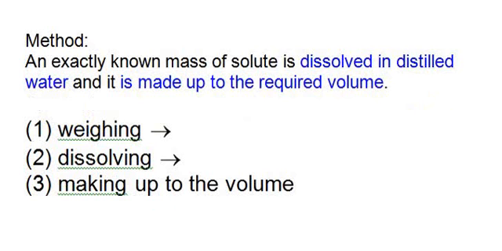So the method to prepare a standard solution involves 3 stages. The first one is weighing to obtain the mass of solute required. The second step is dissolving the solute to form a solution. And finally, we make up the volume to the specified value.